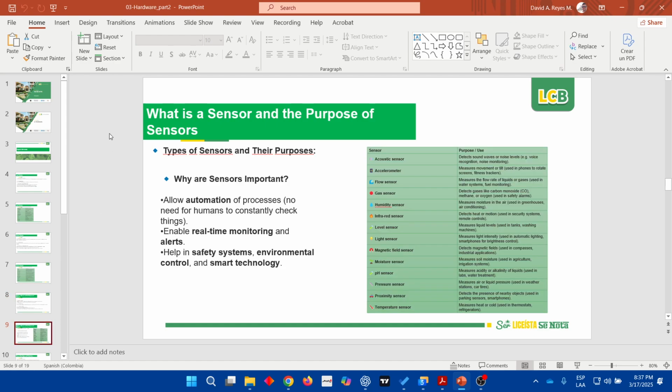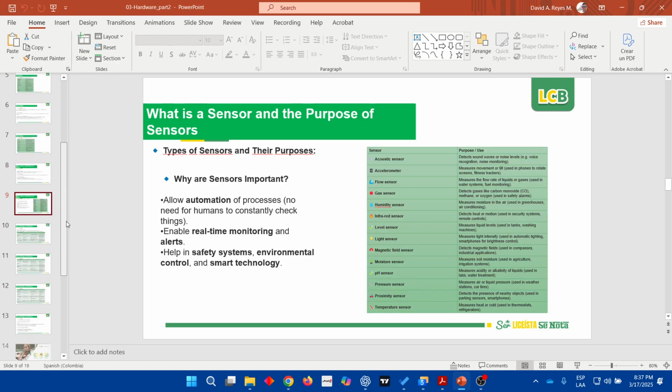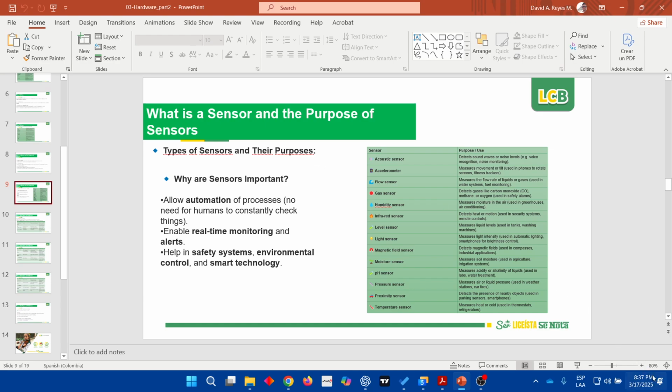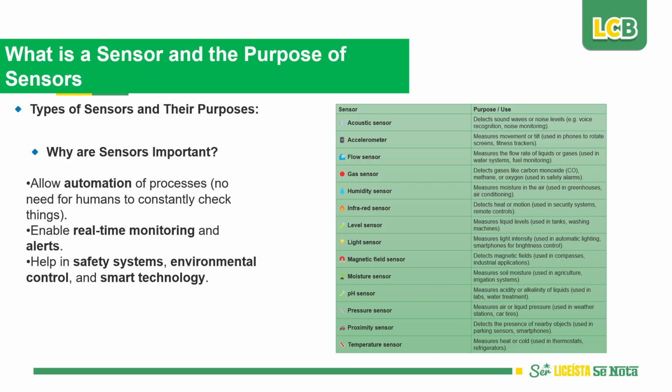Okay. Now, types of sensors and their purposes. So let me do it like this. Okay. Why are sensors important? Because they allow automation. That means that the human does not need to check things. They enable real-time monitoring and alerts, and help safety systems, environmental control, and smart technology.